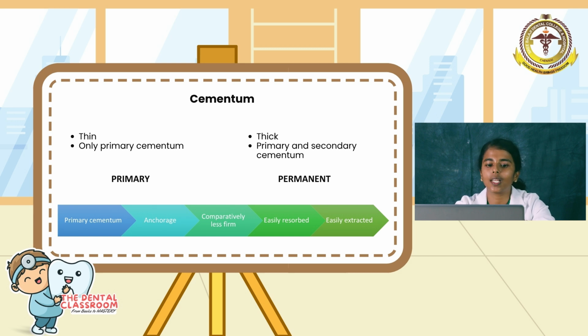So the clinical significance with respect to primary cementum is that it is mainly responsible for the anchorage of the tooth, but it is less firm when compared to the secondary cementum, due to which it is easily resorbed. This corresponds to the physiological resorption usually seen in the primary dentition. So the tooth can be easily extracted, which paves the path for the erupting successor.